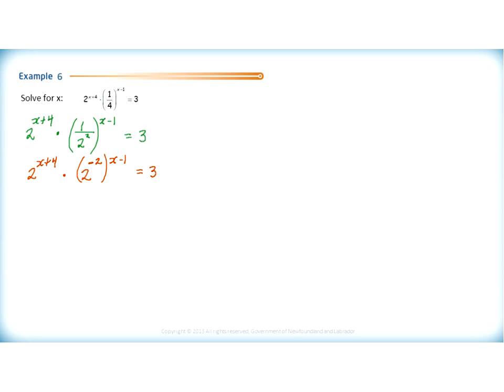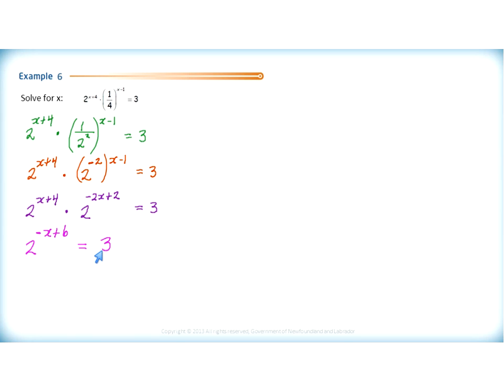So then, using a power of a power, we have 2 to the x plus 4 multiplied by 2 to the power of negative 2x plus 2. This is a power of a power where we multiply the exponents. And then the right-hand side is equal to 3. The left-hand side can then be simplified. If you multiply powers with the same base, you can simply add the exponents. So x minus 2x is just negative x, and 4 plus 2 is 6. So we have 2 to the power of negative x plus 6 is equal to 3.